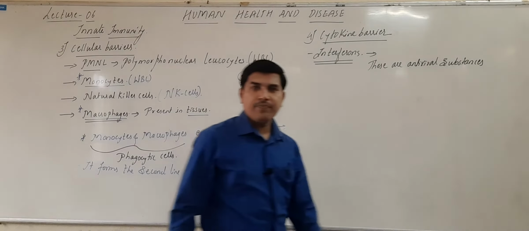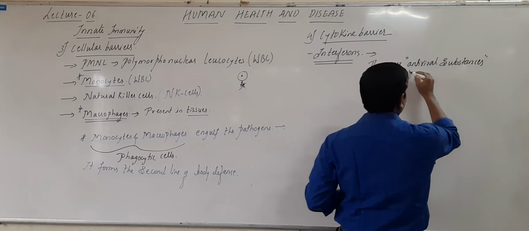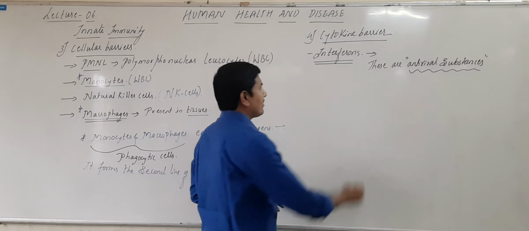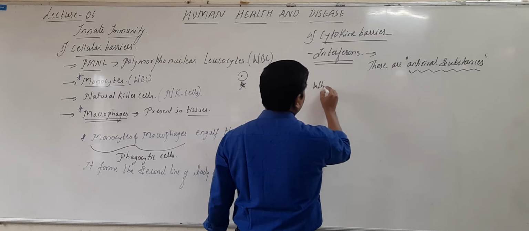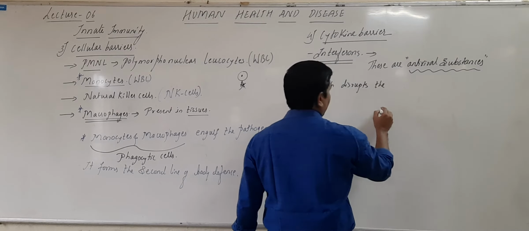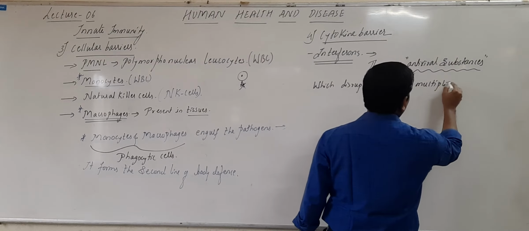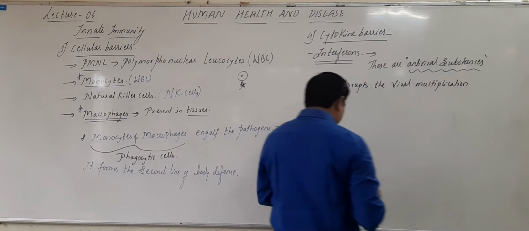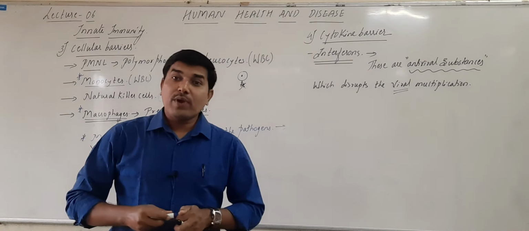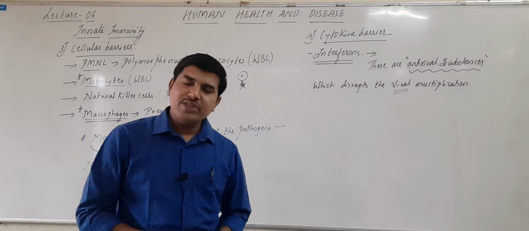Look at the statement. The word that is most important is antiviral substances. So interferons are the antiviral substances which disrupt the viral multiplication. That means these are the substances that are produced against the virus. So interferons are the antiviral substances that are produced against the virus, which is going to kill it.